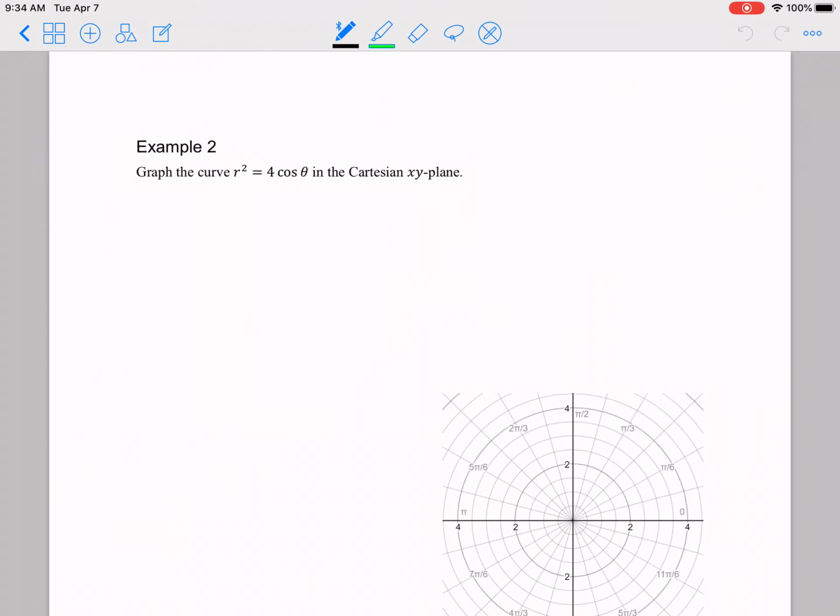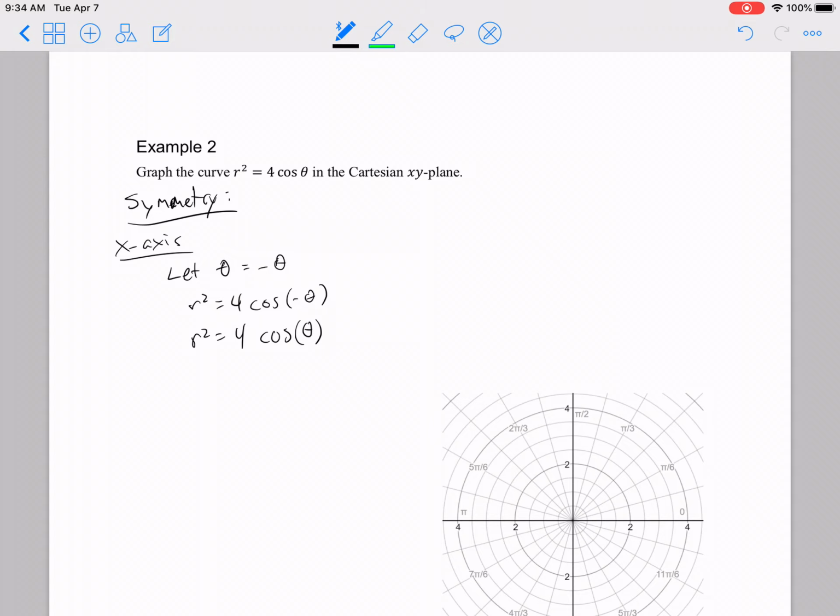So this is r squared equals 4 cosine theta. So let's check for symmetry. Let's start with the x-axis again. For the x-axis, we let theta equal negative theta, because that gets us to flip across the x-axis. And so we get r squared equals 4 cosine of negative theta. And again, just as before, the cosine function is even, so r squared equals 4 cosine theta, which means good. We got that one. Check mark. Okay, we have that symmetry.